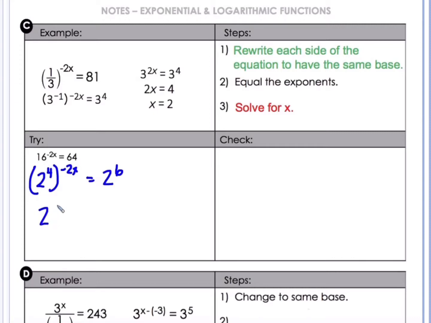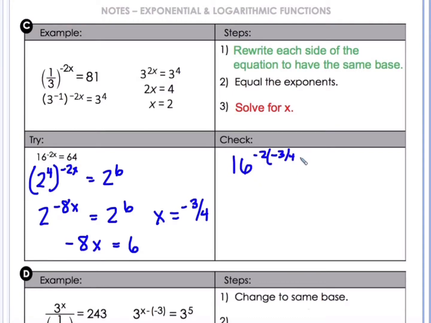We know that this would give us 2 to the negative 8x equals 2 to the 6th. So now I know I have negative 8x equals 6, and so that will give me x equals negative 3/4, because I'll divide by negative 8. And again, we want to substitute in just to be sure that we did it properly. So 16 to the negative 2 times negative 3/4 power equals 64. This will give us 16 to the 3/2 equals 64.